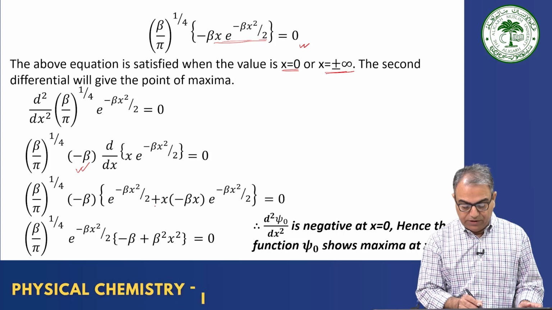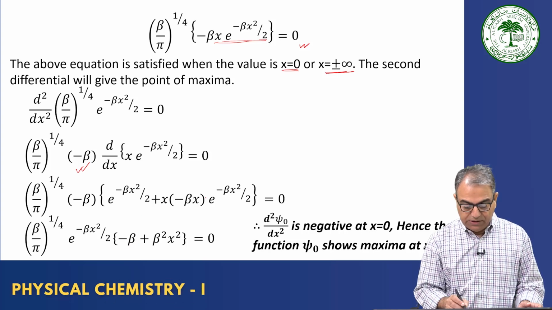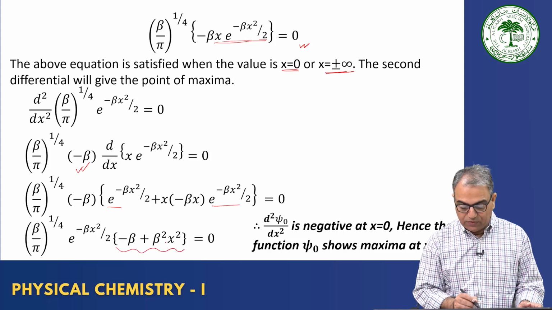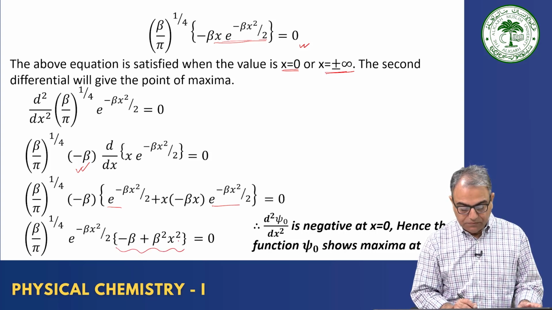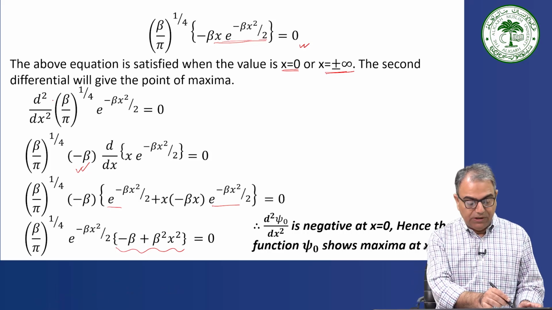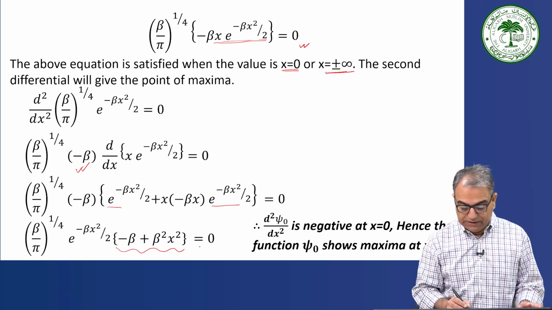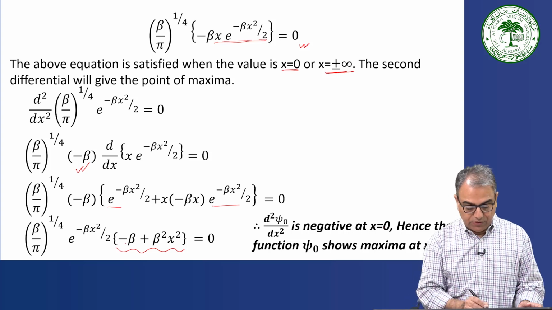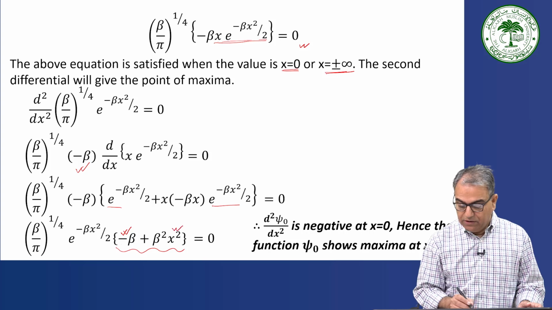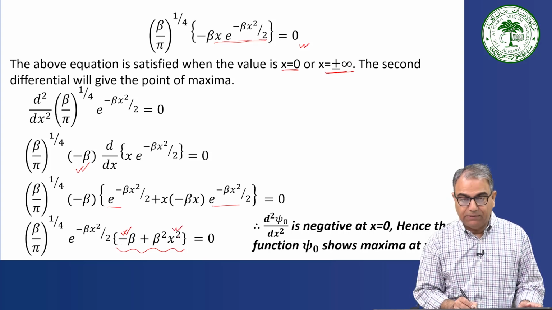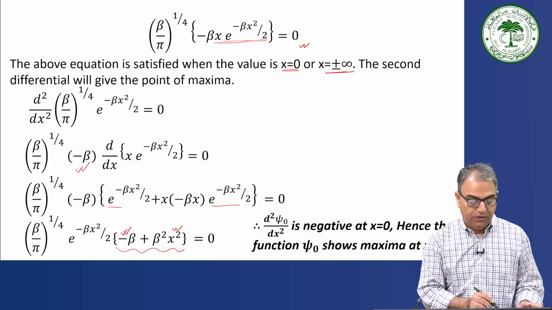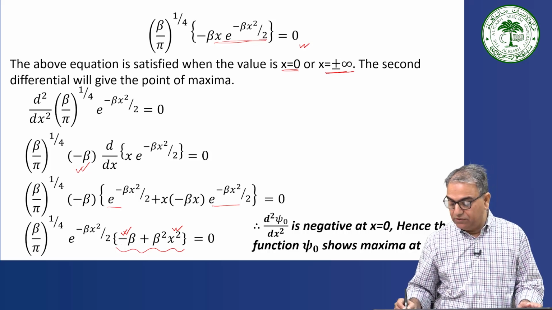If you rearrange this, you can take the exponential outside, and multiplying by minus beta, you get minus beta plus beta square x square. So this double differential, d square psi naught by dx square, will be negative at x equal to 0. You have minus beta plus beta square x square, so at x equal to 0, the second term becomes 0 and you have a negative value of the differential. So the maxima is at x equal to 0.